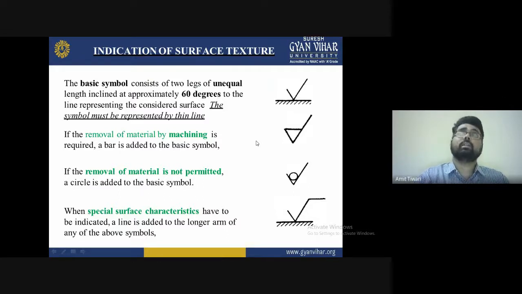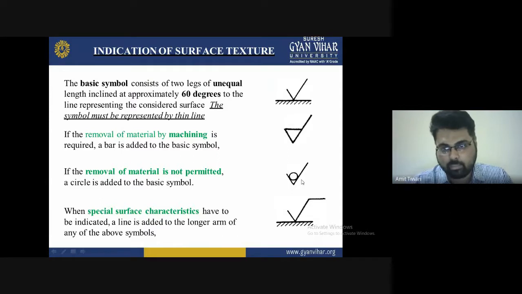Due to this, it is easy to understand, and some operations use this symbol. Second, if the removal of material is not permitted, a circle is added to the basic symbol. So when the removal of material is not permitted, a circle is added to the basic symbol.